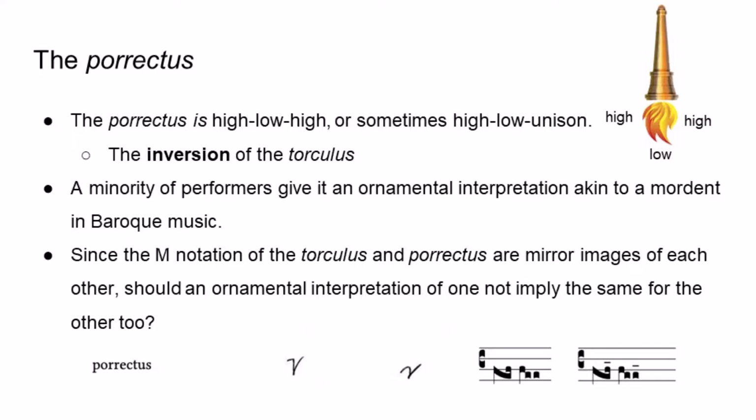When we compare the Messine notation of the torculus and porrectus, we see that they are, for all intents and purposes, the mirror image of each other, with the exception of the unison porrectus variant, which proves the rule, or at least reinforces it. Should an ornamental interpretation of one not imply the same for the other?